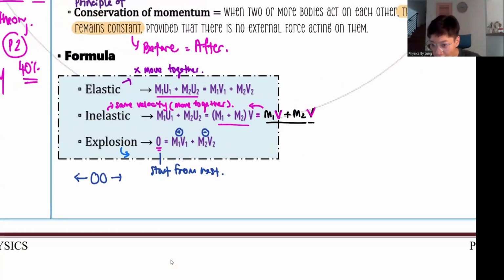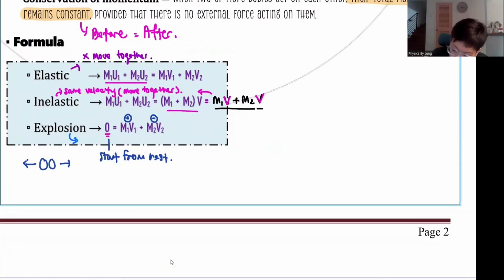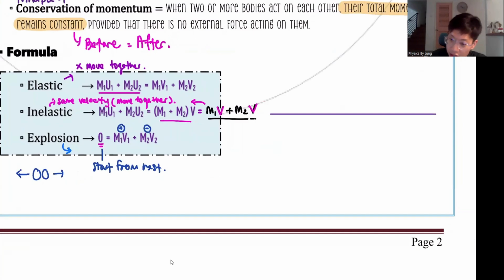But before I start, I just want to show you two sample calculations. You don't have to copy this because we're just going to warm up a bit. All right. So first question: if today Jung Hao is standing on a skateboard, and I am moving with the skateboard at a velocity of 4 meters per second.